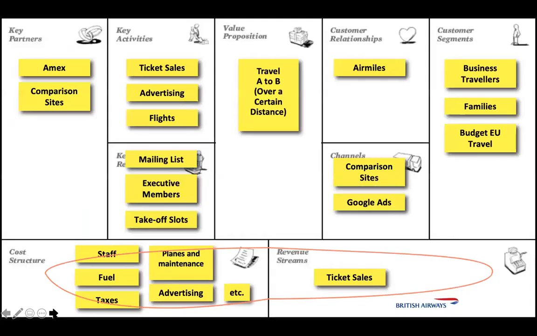So let's take again our example with British Airways. The first question you would ask yourself when you're looking at a business model canvas like this is, well, where are the weaknesses? Where are the elements in the business model that make it not so strong, not so appealing, or commercially difficult? And one of those is the bottom part, the revenue streams versus cost structure.